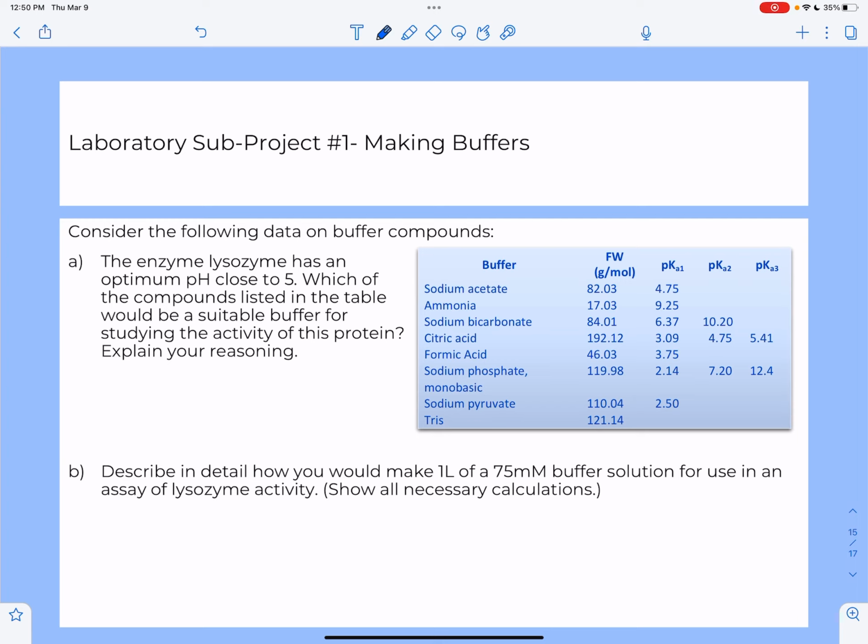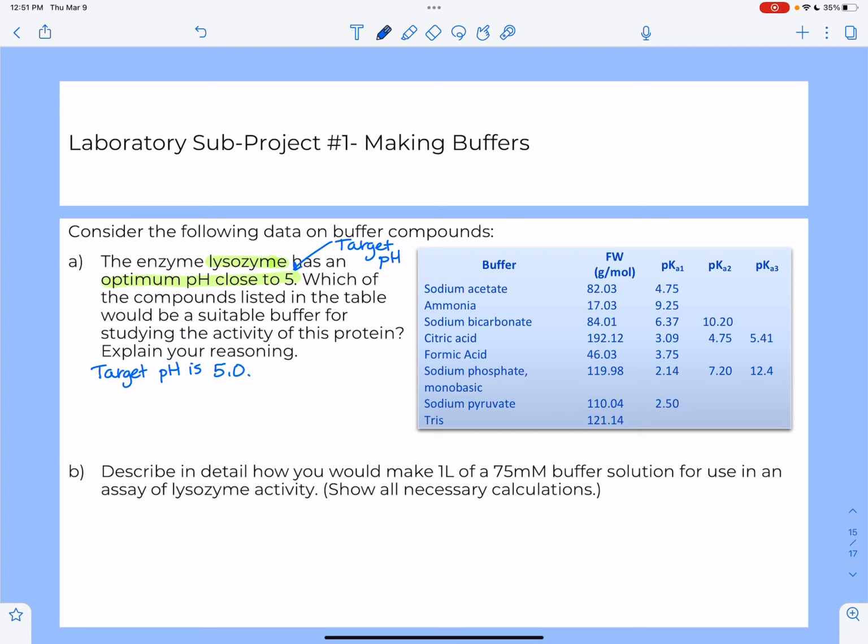Okay, so first we're going to be talking about just how do you pick a buffer, right? So we have the enzyme lysozyme, so that's our system of interest, and its optimum pH is close to 5. So that is our target pH. So we want to be able to pick a compound that is listed that would be a good buffer for working with this protein. So our target pH is 5.0.